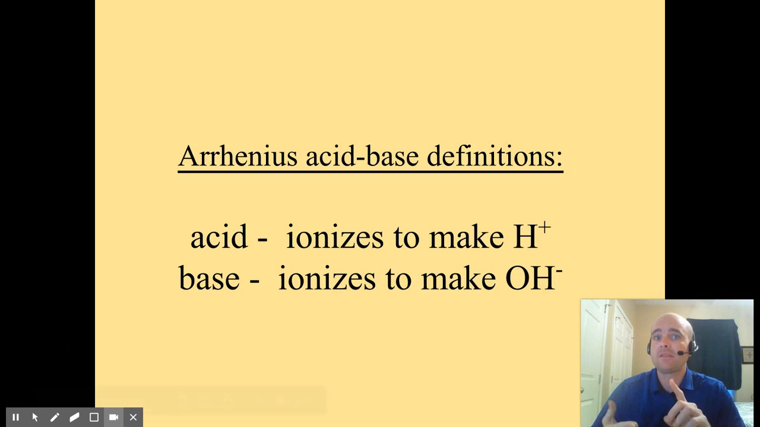I have talked about the Arrhenius definition before, where an acid is something that ionizes to make H plus, or a base ionizes to make OH minus. An easy way to see it is if it starts with H, it's an acid, and if it ends in OH, it's a base. That's usually a good rule of thumb to follow.